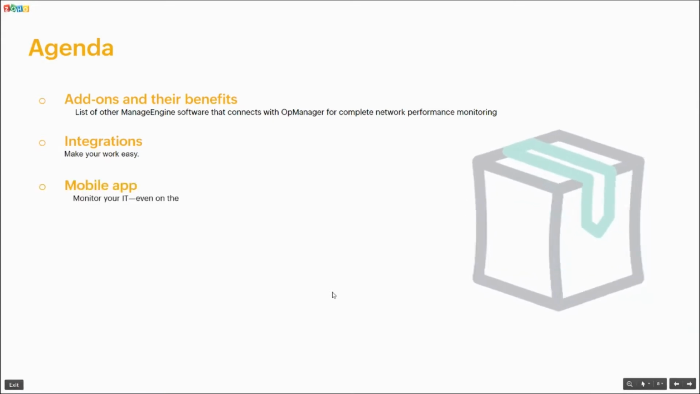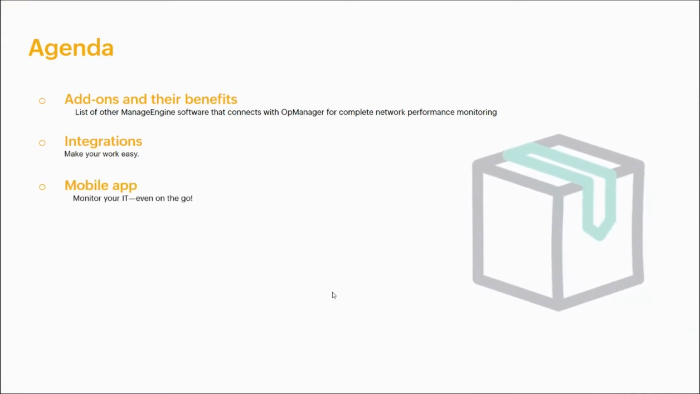And then we'll be seeing about the mobile application feasibilities and the features which we have for the mobile apps, where we can list and view all the OpManager alarms and devices through the mobile app, where this mobile app is supported for iOS and Android platforms.